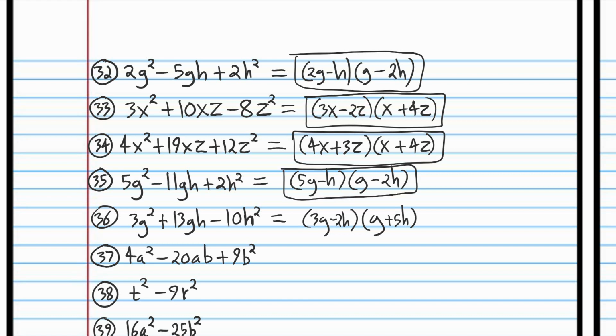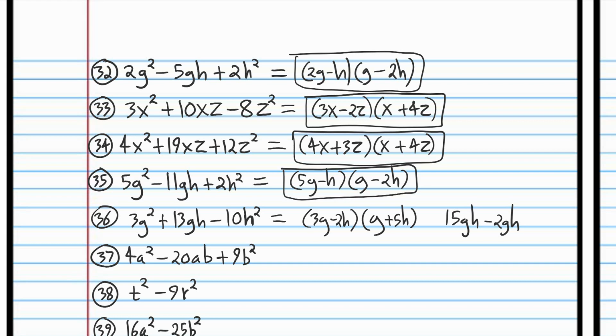So now, multiplying the outside terms, you get 15gh. Multiply the inside terms, and you get negative 2gh. And I got lucky again. I'm getting real lucky today. So that would be 13gh.